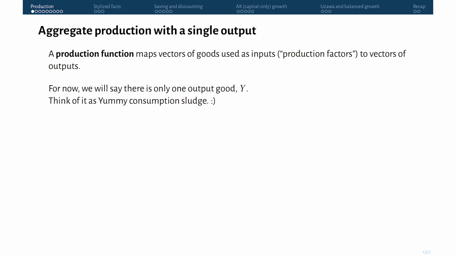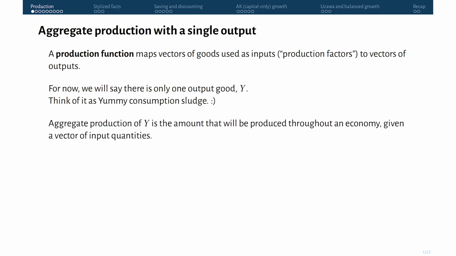And for now, and indeed through much of the program, we'll be saying that there's just one output good for simplicity. It's denoted Y, and we can consume it or turn it into equipment to produce with later. But it's just this homogeneous thing. The more, the better. You can think of it as yummy consumption sludge.